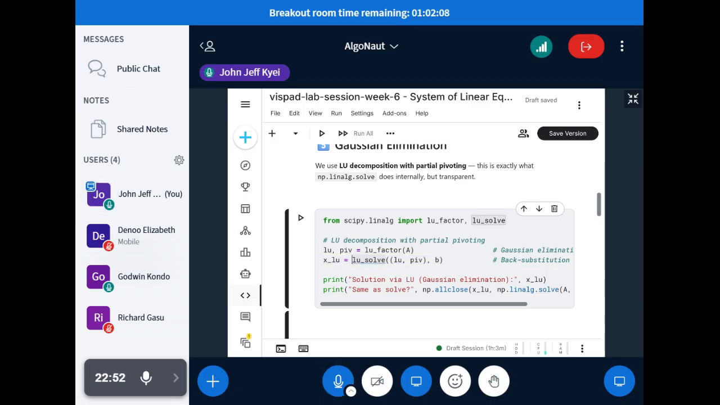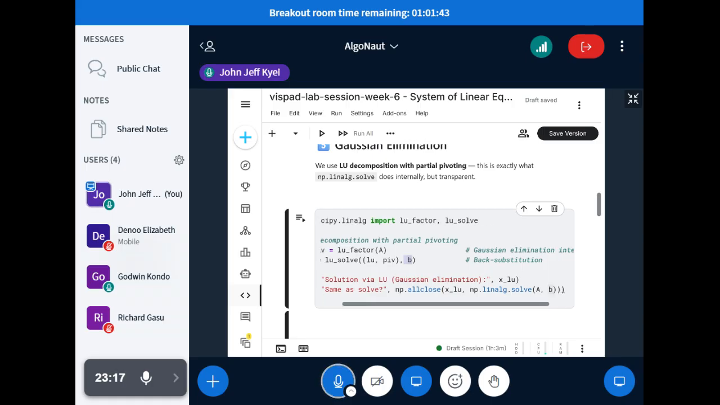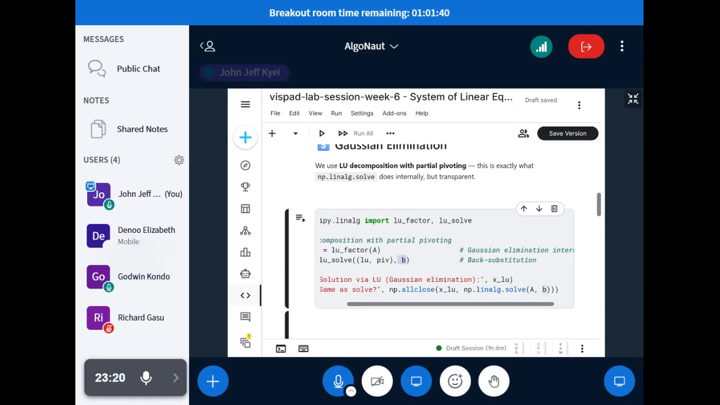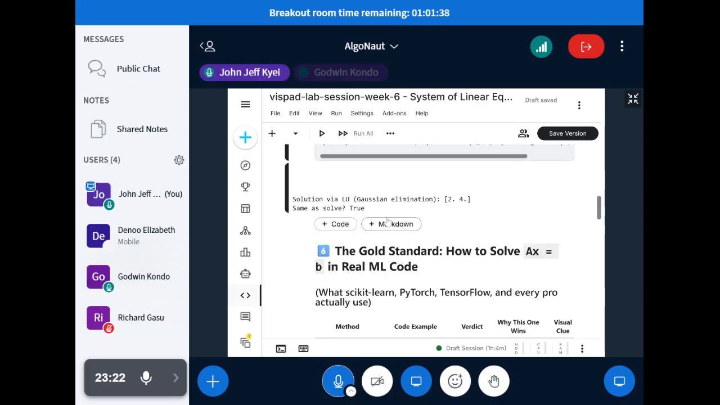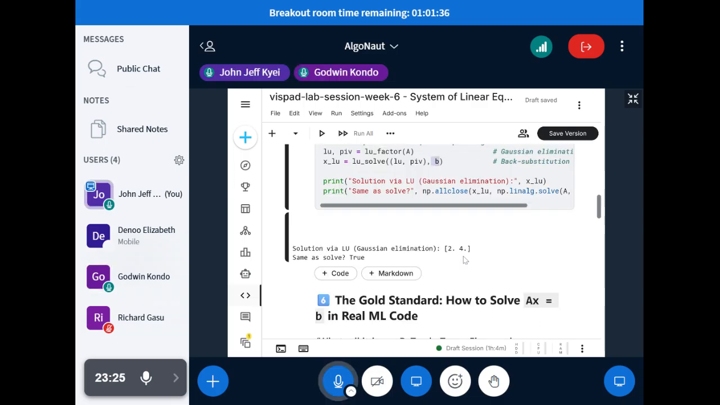So lu_solve takes in the LU values and the pivot values, and then we add our vector b, our target vector, as we defined in the beginning. Then it's going to do the substitution for us, and we get an output. When we check the output of x_LU, we get 2, 4, as you can see over here.